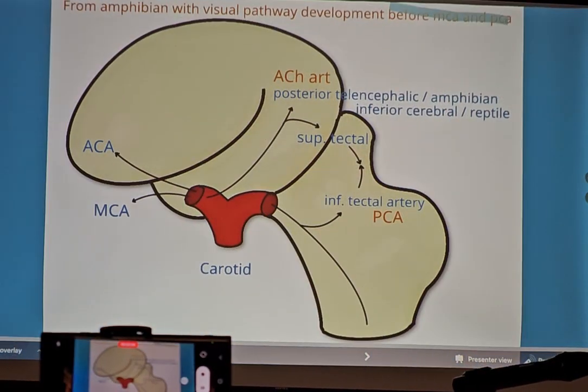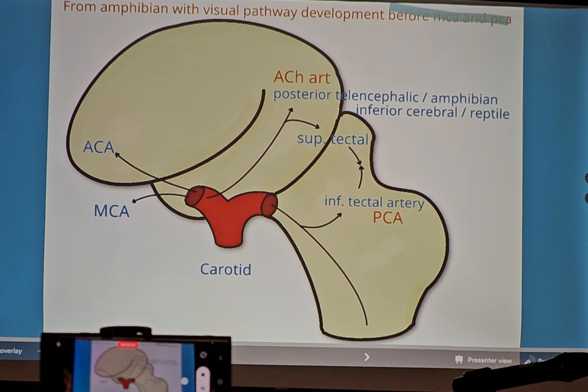Oh, sorry, I pressed the wrong button. No middle cerebral artery. But what we do have is this artery that in the amphibian is called the posterior teleocephalic, and then later on in the reptile called the inferior cerebral. And this is the area that's supplying, the vessel that's supplying the cortex at the back part of the telencephalon.